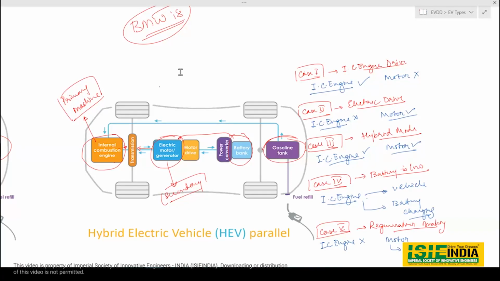Does anyone of you have any question regarding this parallel combination from yesterday's session? Anything you want to ask regarding this? No, sir. No? Okay, fine.